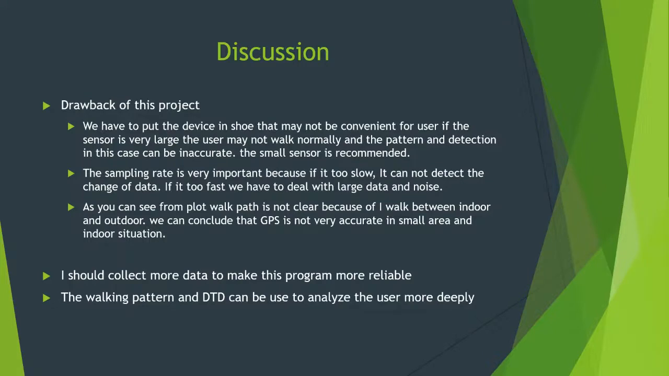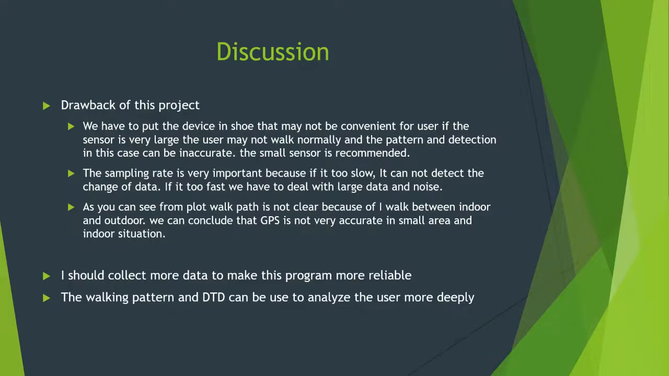For the drawbacks of this project, we have to put the device in the shoe, which may not be convenient. In this case, I use a smartphone. For the user, if the sensor is very large, the user may not walk normally, and the pattern and detection in this case can be inaccurate. So I prefer a small sensor. The sampling rate is very important because if it's too slow, it cannot detect the change of data. If it's too fast, we have to deal with large data and noise.